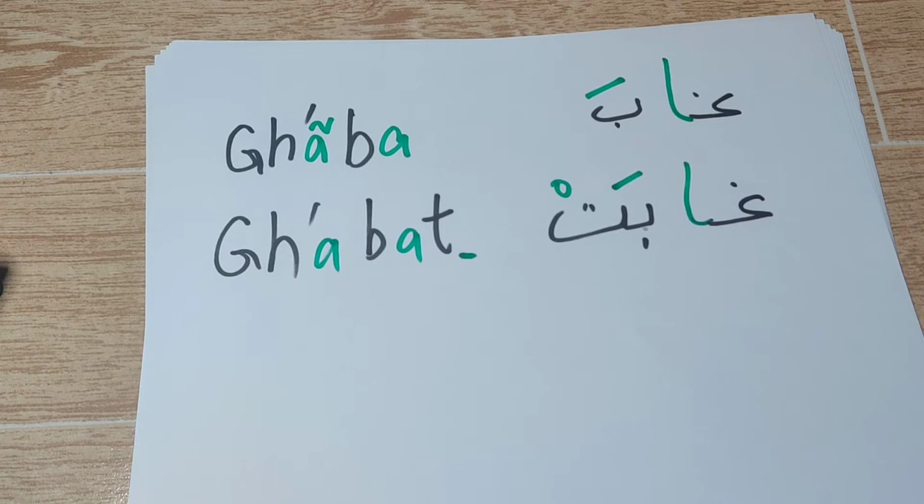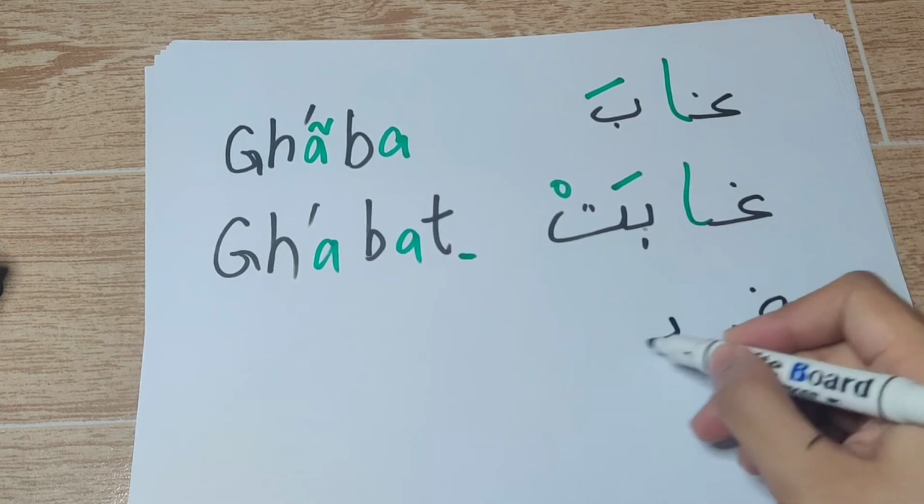Let's put another word. Ghaba and ghabat are verbs. Ghaba, he is absent in the past tense, and ghabat, she is absent in the past tense. We used mad bil alif and we used the fatha and sukun.